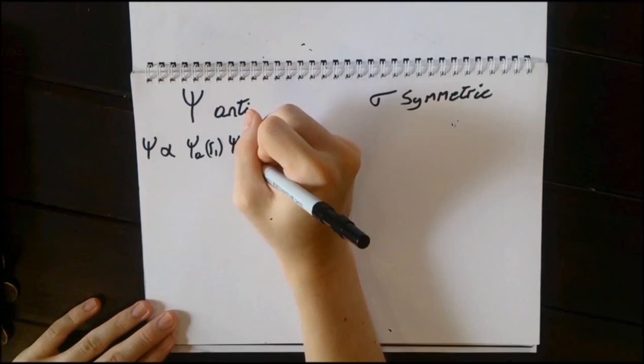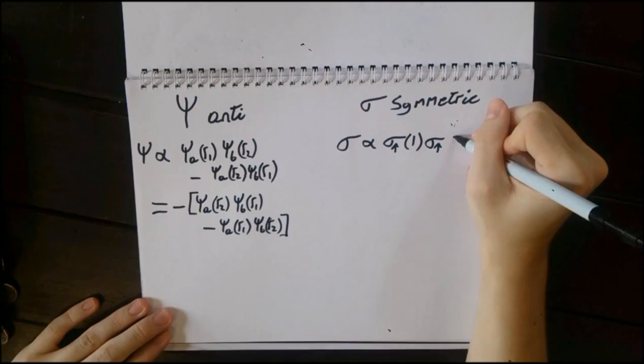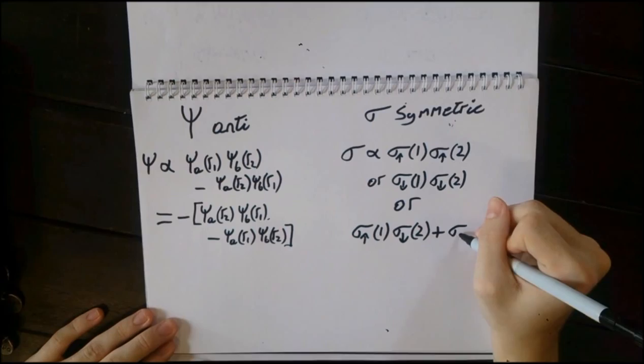So now, if the spatial part is antisymmetric, it's analogous to the spin state in the previous example. If we swap R2 and R1, it becomes its own negative, it's antisymmetric. On the other hand, the spin part now has three possible equations in which it's symmetric. If we swap 1 and 2 around, the equations stay the same. This state is called the triplet state, and S equals 1 because the spins are aligned.